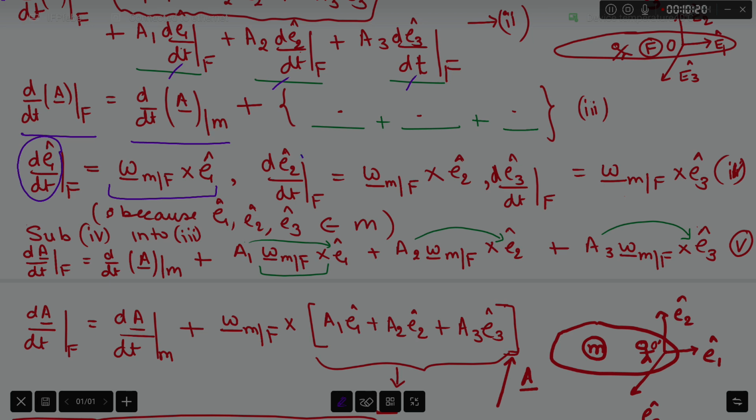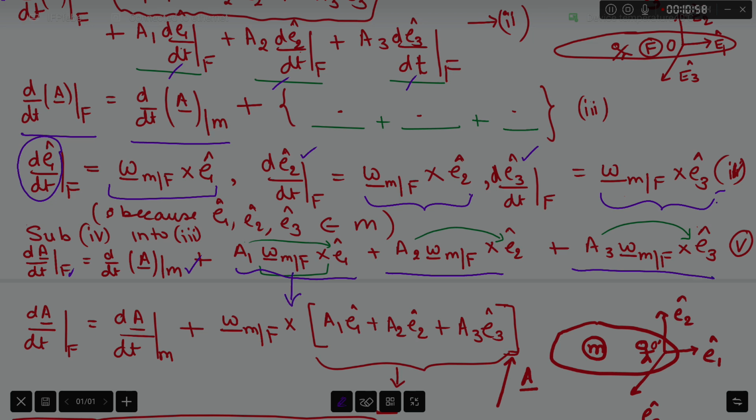Similarly, the rate of change of e2 with respect to F can be written in terms of the angular velocity of M with respect to F and e2, and the rate of change of e3 can be written in this manner. I call this set of equations number 4, and if you take number 4 and put this back in 3, you get the rate of change of A with respect to F equals the rate of change of A with respect to M, and then these three individual terms, which can be combined in this manner.